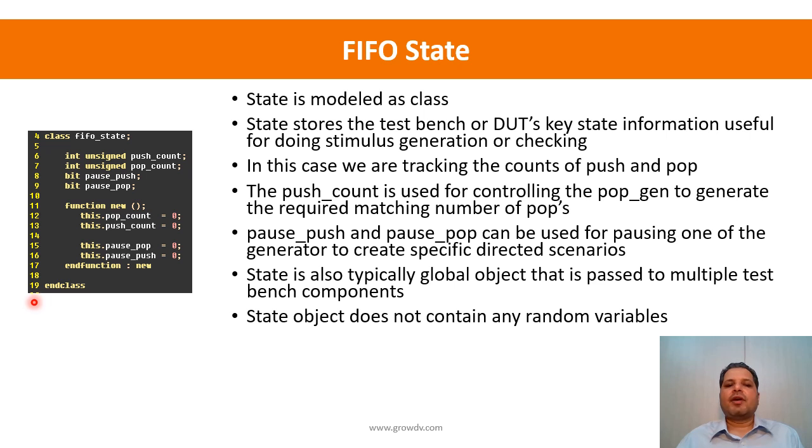And if you note, there are no random variables, because we are not going to randomize the state class. So not every class needs to be randomized, not everything needs to contain random. State is one such global object which doesn't contain any random variables and is primarily used for tracking the state. It's a global object, it is created once in the test bench, and it stays throughout the duration of the test. And typically a state object also doesn't contain any threads. It's just an object.